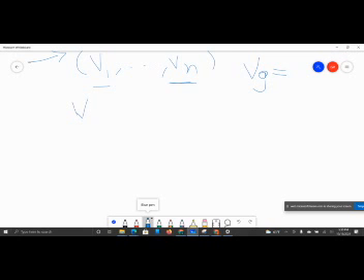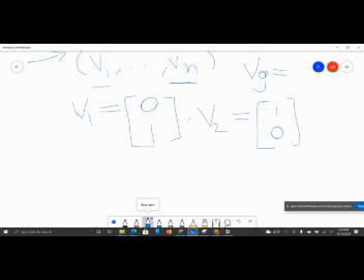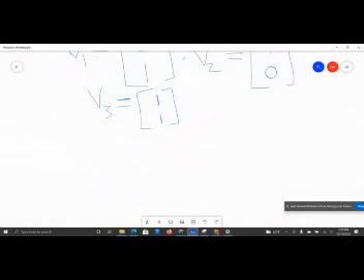So we could take three vectors. V1 is equal to (1, 0). This is a simple set, I'm just taking it for representation. V2 is (0, 1), and we can then take V3 to be (1, 1), let's say. Now if we have the sequence V1, V2, and V3, the question is: is this set linearly dependent? And the answer is yes.